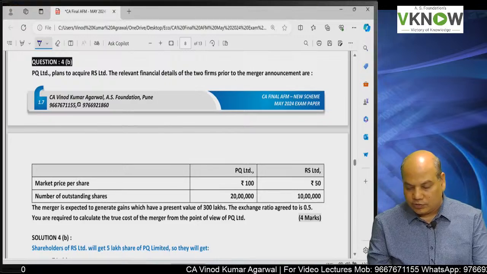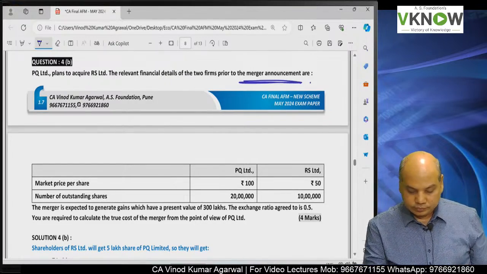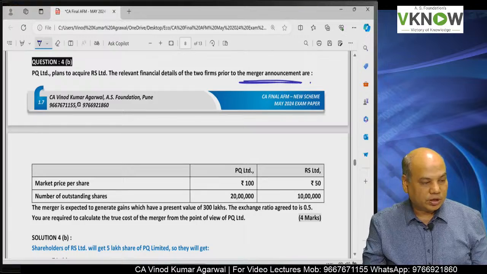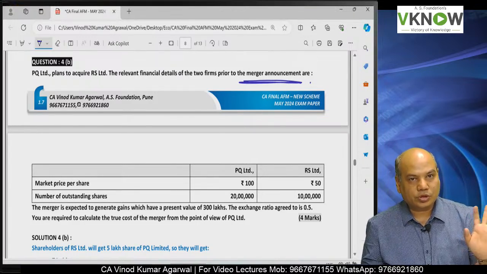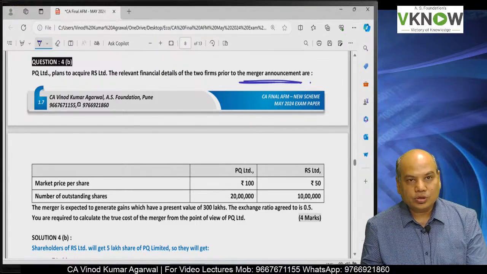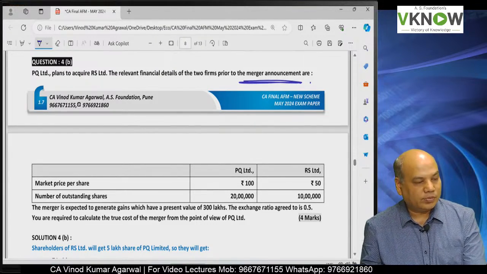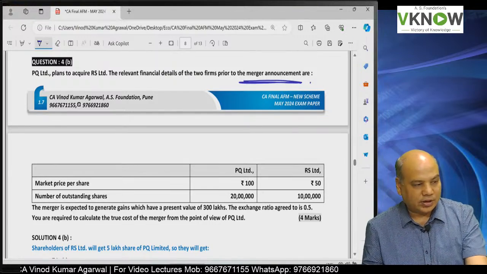That was a very easy question. Now 4B, question on merger. There were 2 questions on merger. Surprisingly, there was no question on forex. So those who think that forex is the only topic we have to master, they will be taken by surprise by this exam.